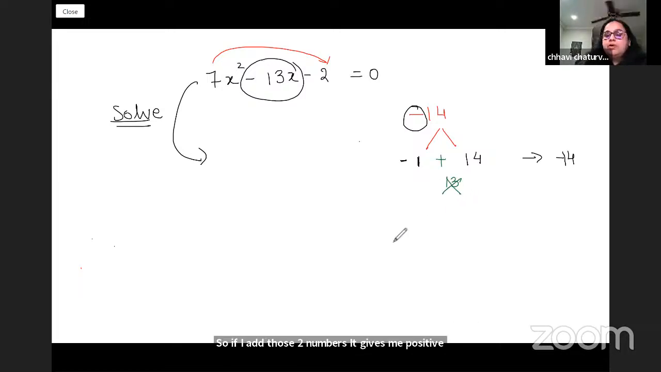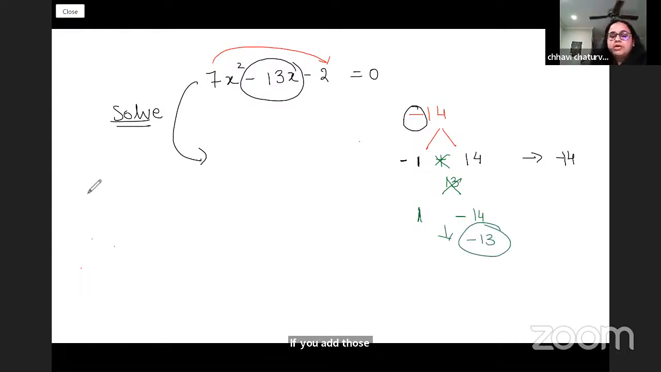We do not need positive 13. So let's try with positive 1 and negative 14. If you add those two, it gives you negative 13. So let's go ahead with those two factors: 7x squared plus x minus 14x minus 2 equals 0.